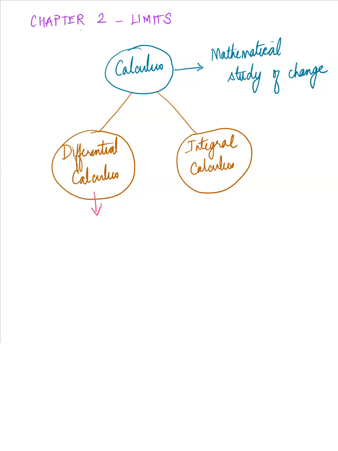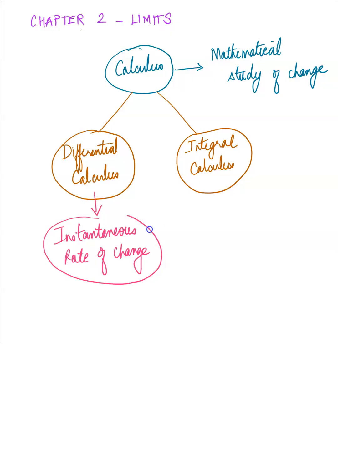All right. Differential calculus focuses on the study of instantaneous rate of change. And again, this is something very familiar to you, rate of change, right? Rate of change is basically a slope. And your integral calculus focuses on the areas of irregular shapes.